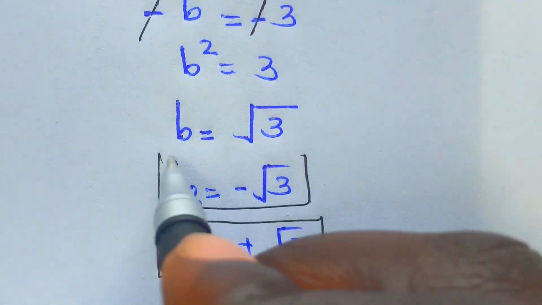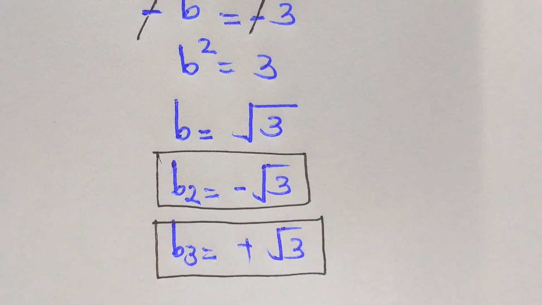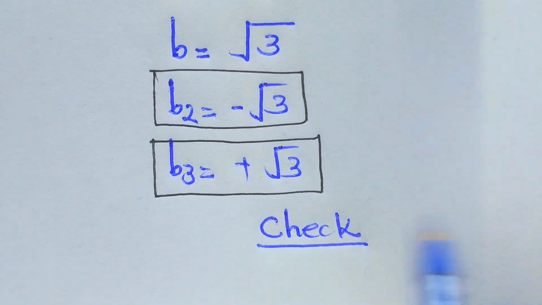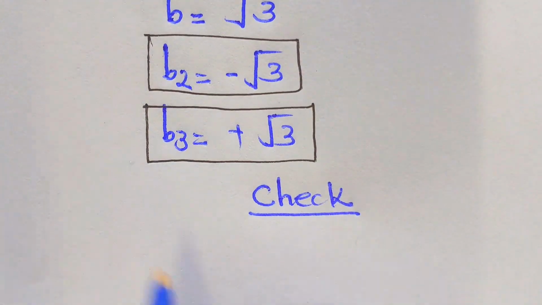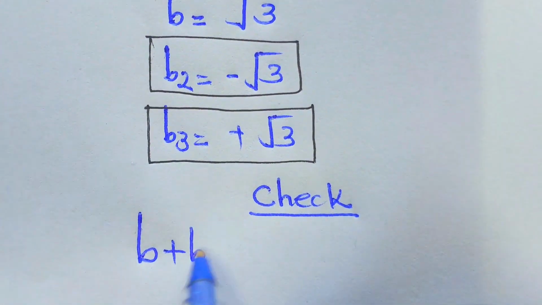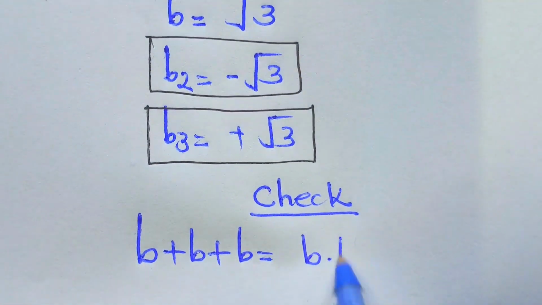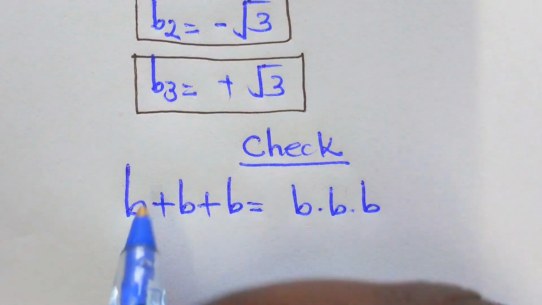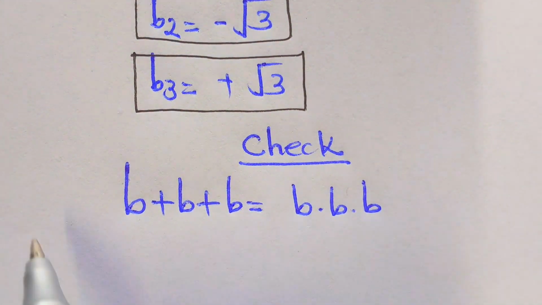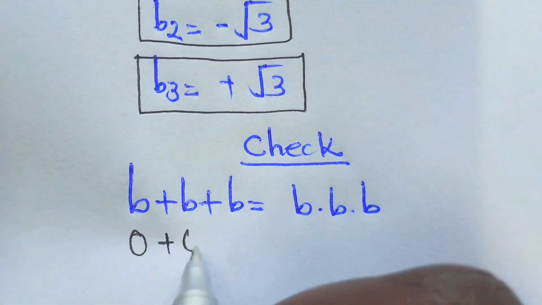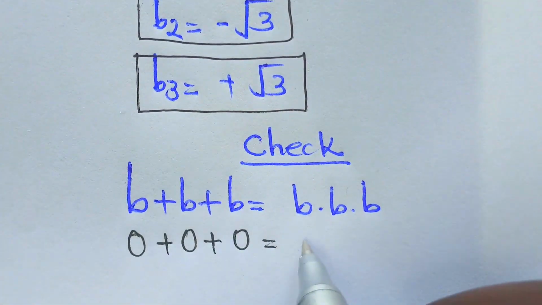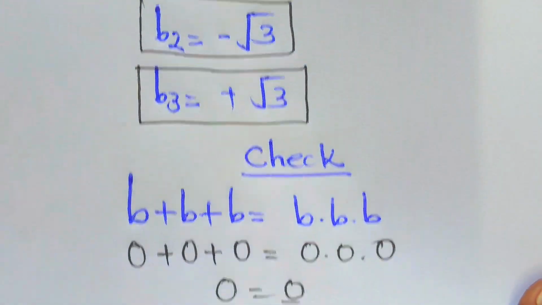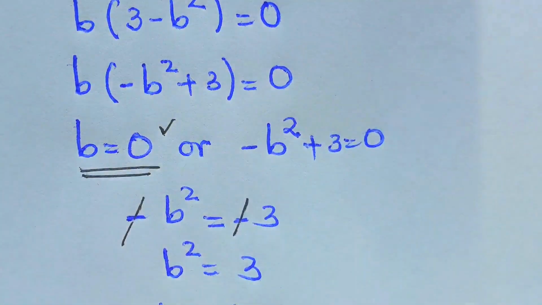If you know very well, we have to check if the answer is correct. So b plus b plus b equals b times b times b. Starting from 0, we say 0 plus 0 plus 0 equals 0 times 0 times 0, so 0 equals 0, and this value is correct.